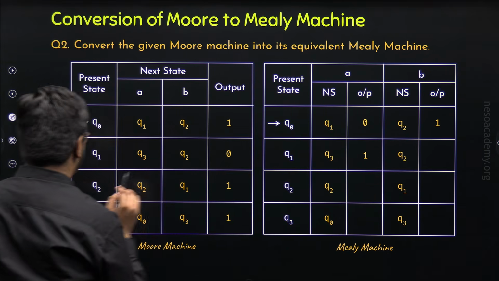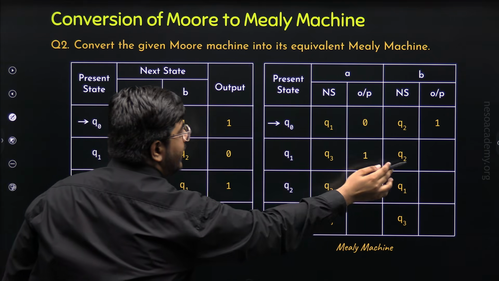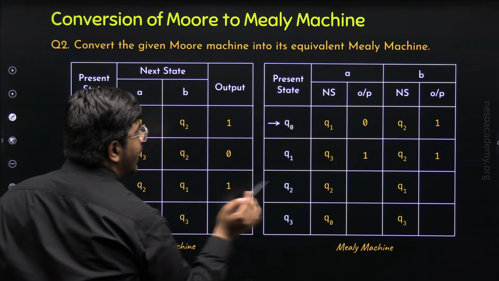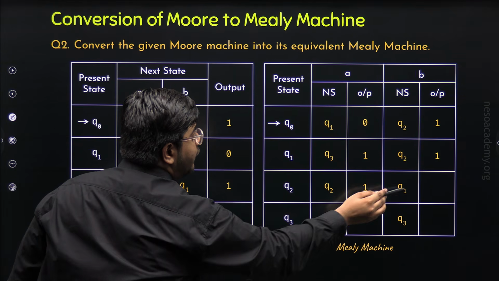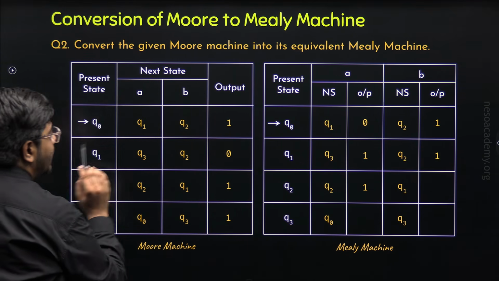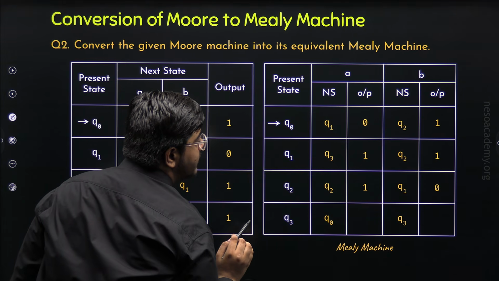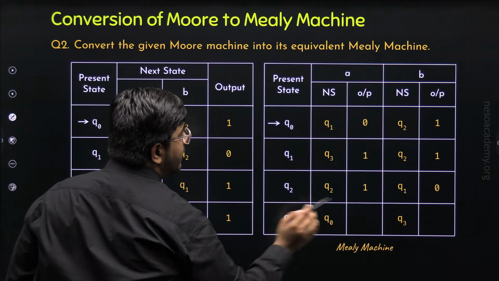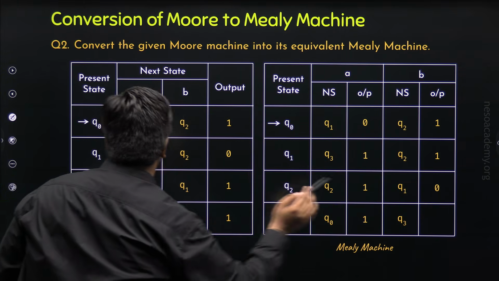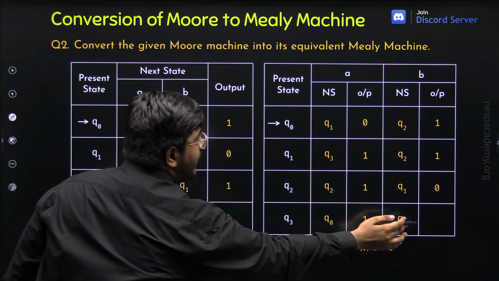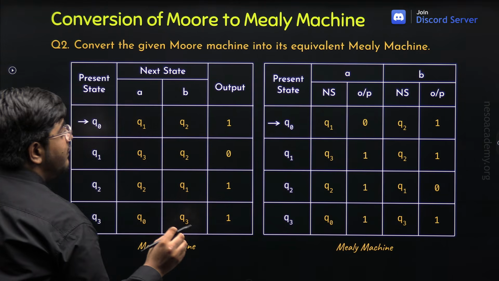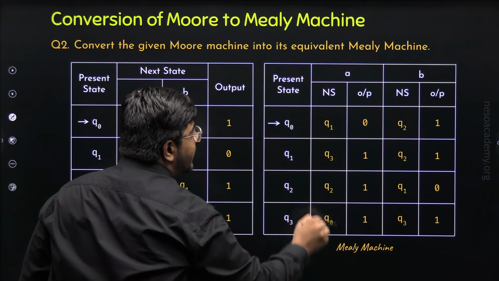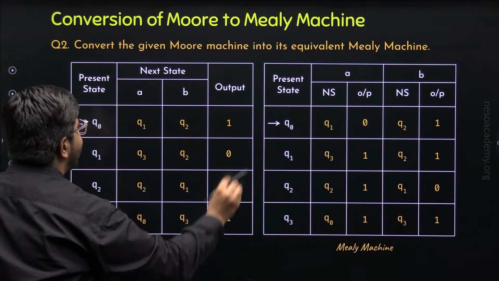For the state Q2, the output is 1, so here we will write 1. Next, Q2 again, the output symbol is 1, so here we will write 1. For the state Q1, the output is 0, so here we will write 0. For the state Q0, the output is 1, so here we will write 1. For Q3, the output is 1, so here we will write 1. In this way, we have completed the Mealy machine transition table.